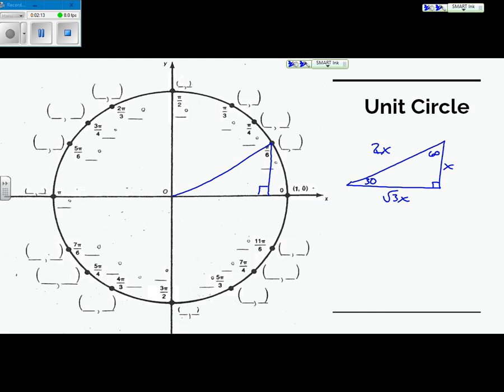Remember, this is called the unit circle because everywhere on this circle, the radius is 1, meaning that my hypotenuse right here has to be 1. It makes sense that if the radius is 1, this goes to the point 1, 0 as well. More on that coming up. So I need to take this 30, 60, 90 triangle and move it over, but the hypotenuse is not 2x anymore, it's 1. So what can I do to 2x to make it turn into a 1?